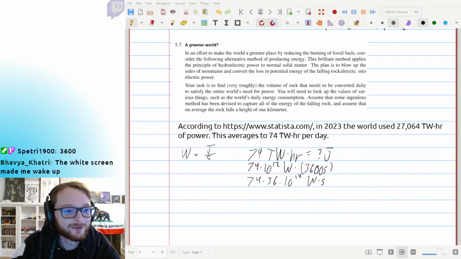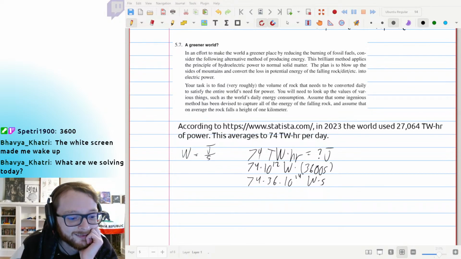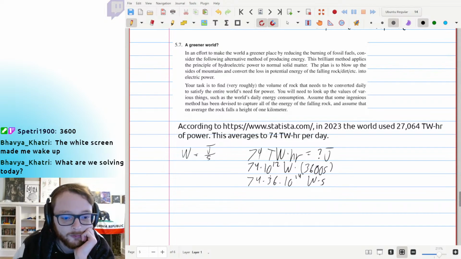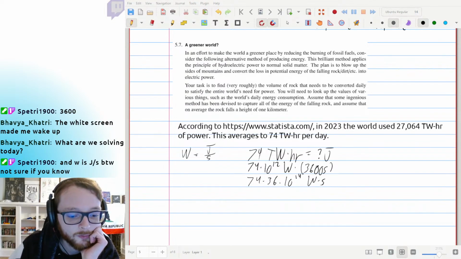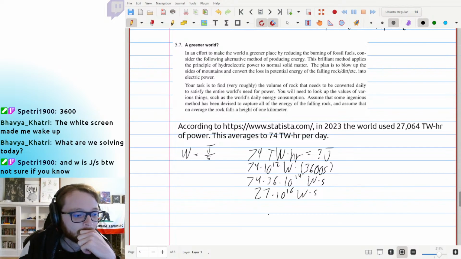74 times 36 is 2664. I'll round up to 27 and put another 2 powers of 10. So 27 times 10 to the 16 watts times second. Because now we can just say this is 27 times 10 to the 16 joules.